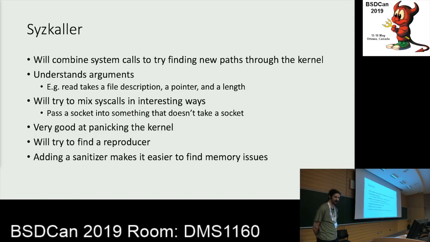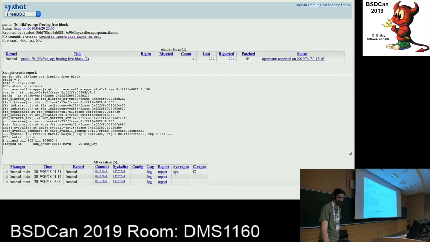Like I said, it's good at finding panics, kernel panics. It will find new reproducers for you if you wait long enough and hope. But adding sanitizers makes it easy. So this is the example. This one here, we've got two reproducers. This one does actually have a C reproducer. It will give you information. It will tell you the kernel panicked, and here's the trace. This comes out of FreeBSD by default anyway. It just understands enough about this to be able to print it, to record it.